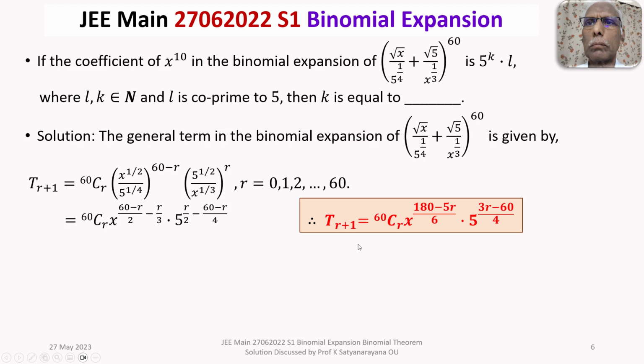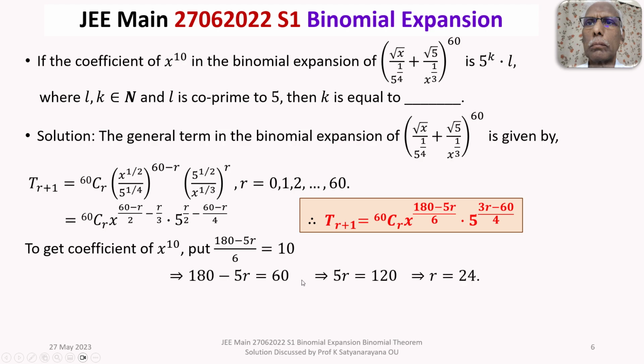To obtain the coefficient of x to the power of 10, take the exponent of x and equate it to 10. That is (180 minus 5r) by 6 is equal to 10. Cross multiply and simplify, we will get 5r is equal to 120 and r is equal to 24. Now, what is the coefficient of x to the power of 10? That will be given as 60 C r multiplied by 5 to the power of (3r minus 60) by 4, where r is 24. Substitute r is equal to 24 in this.